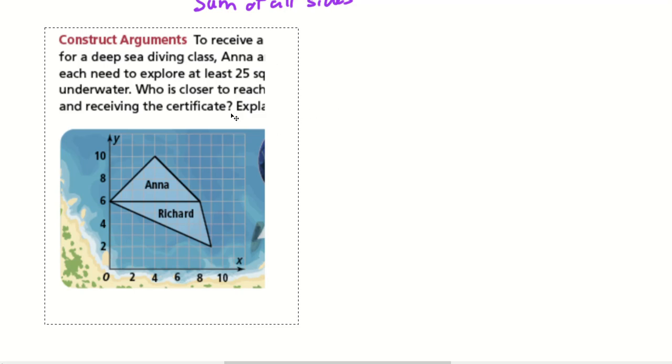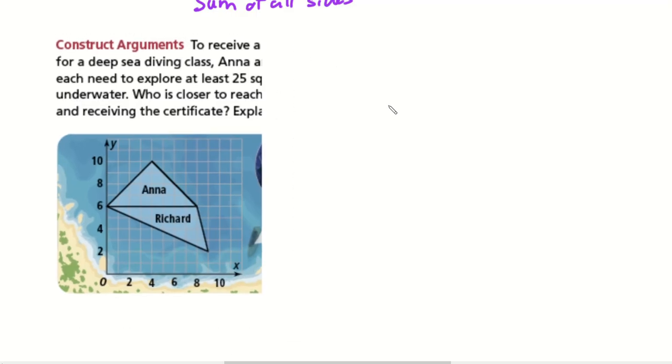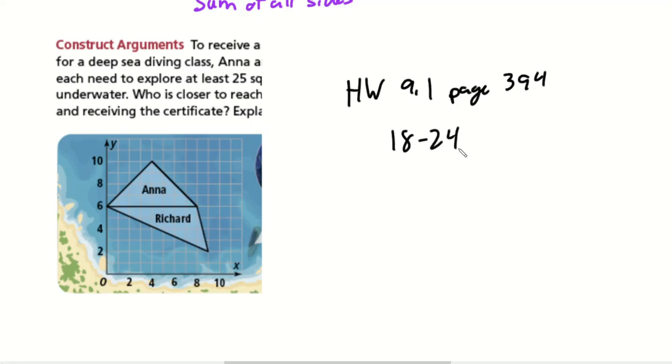We're going to add to that homework. Okay, homework for tomorrow, and I will be checking this one. Homework for 9.1, page 394 still. Do 18 to 24. We were just adding to yesterday's homework. Yep, 18 to 24. And you should have already done 18 to 20. Hopefully. That's it for homework.